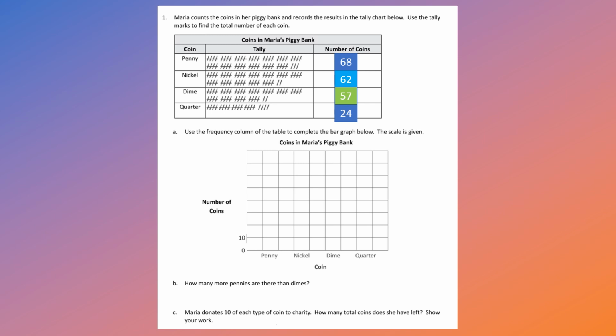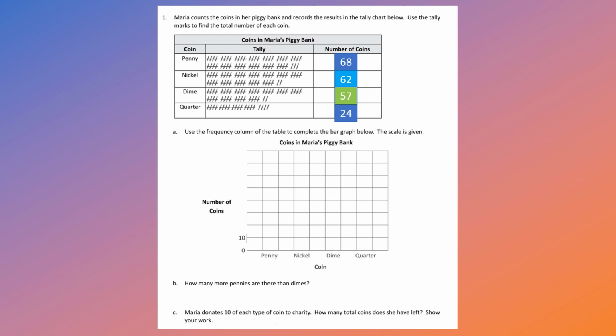So here we have letter A that says use the frequency column of the table to complete the bar graph below. The scale is given. Now remember, the scale helps you to figure what you're counting by. It tells you how much each square unit or each square is worth. If I look at the left side of my graph, it goes from 0 to 10, which means I'm counting by tens. Now, we have to fill in the rest of the numbers so that we can shade in our bars for our bar graph for each category of coin.